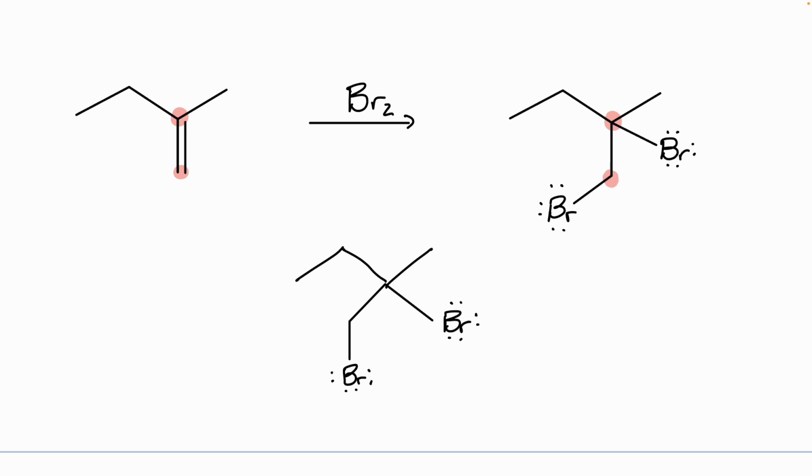All right, these are the same thing. What was the name of that? That would be 2, 3, 4. So 1, 2 dibromo 2-methylbutane. Of course, right? Yeah. All right.